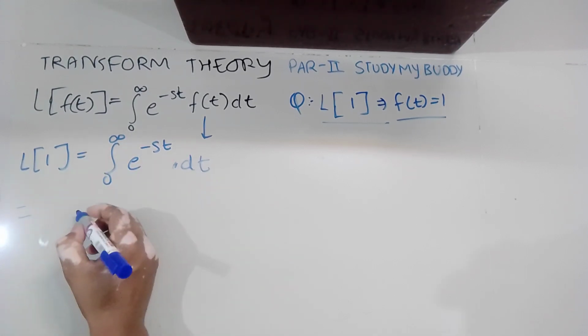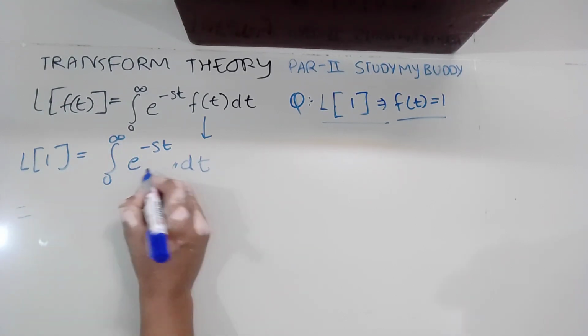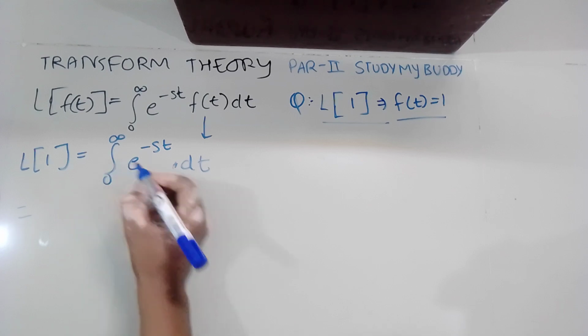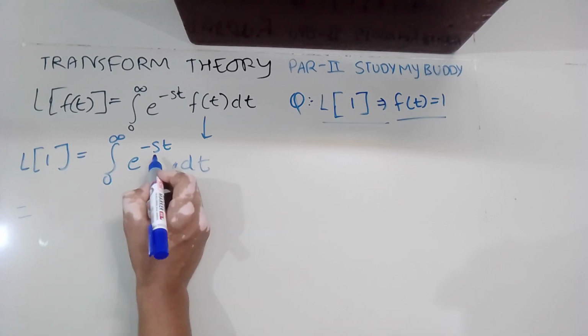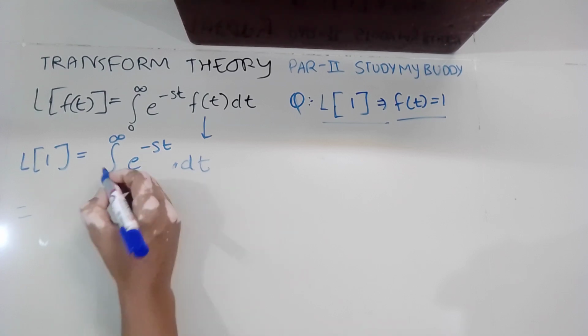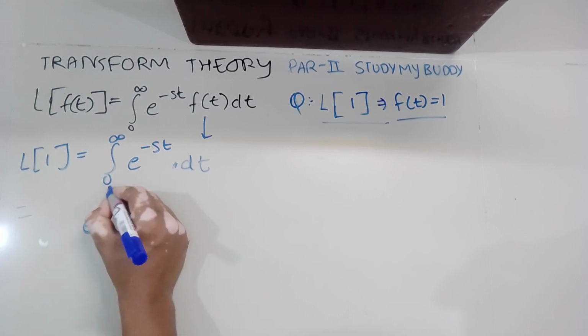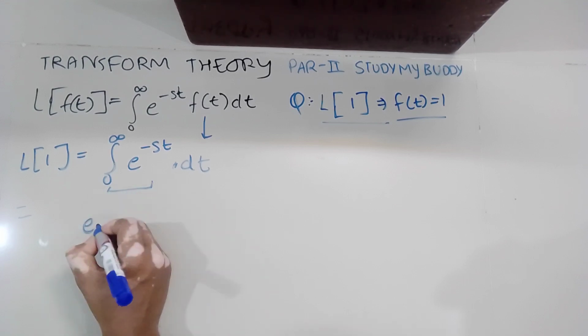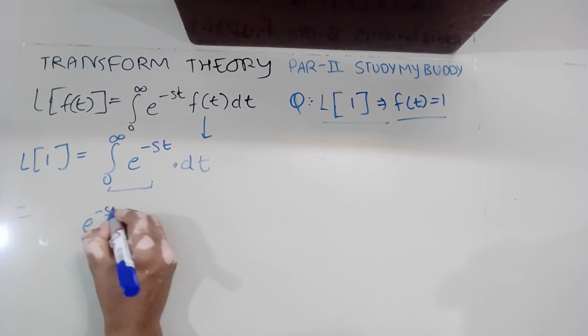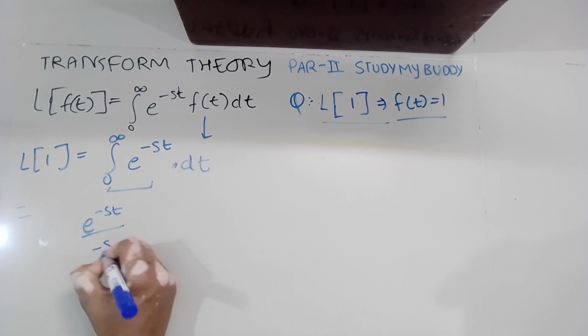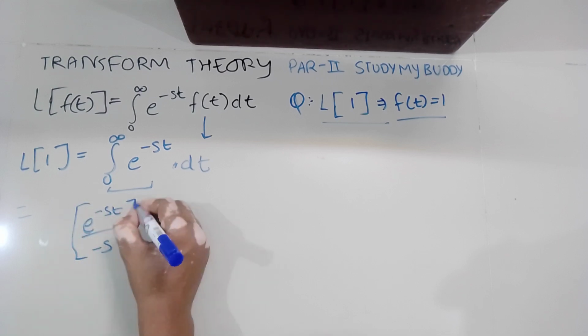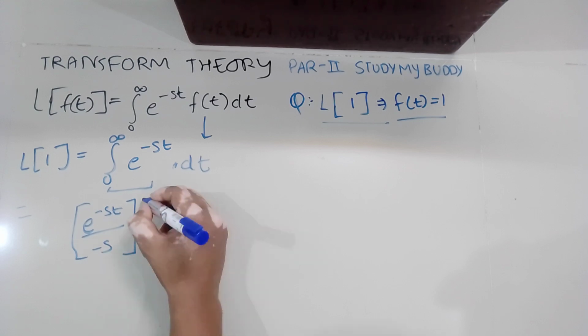Now since we know that the integral of e to the power of something is the same thing, but if there is a constant ahead, we divide the answer by that constant, right? So the integration of this thing will be e to the power minus st upon minus s. This is basic integration and I will start its video soon.